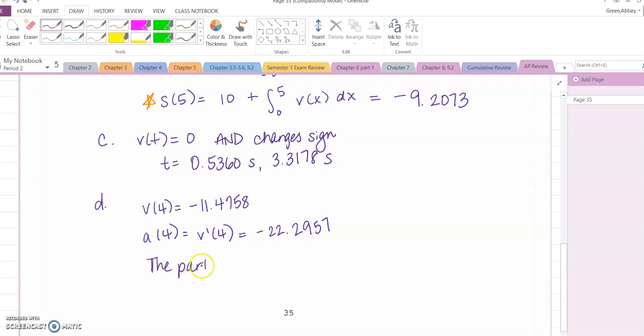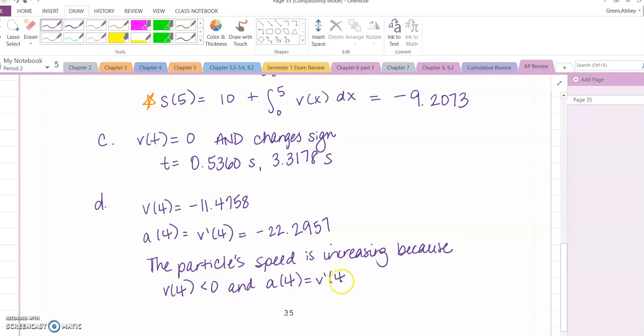The particle speed is up because v of 4 and a of 4 are both negative. So that's it. We just did our first AP problem. See you later.